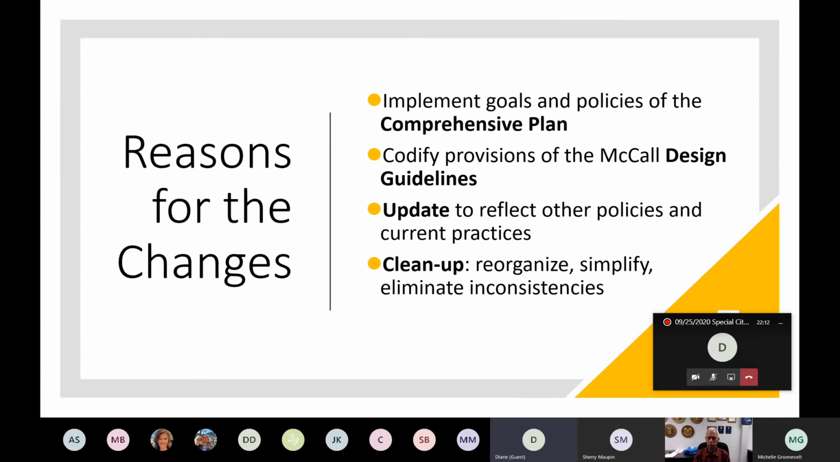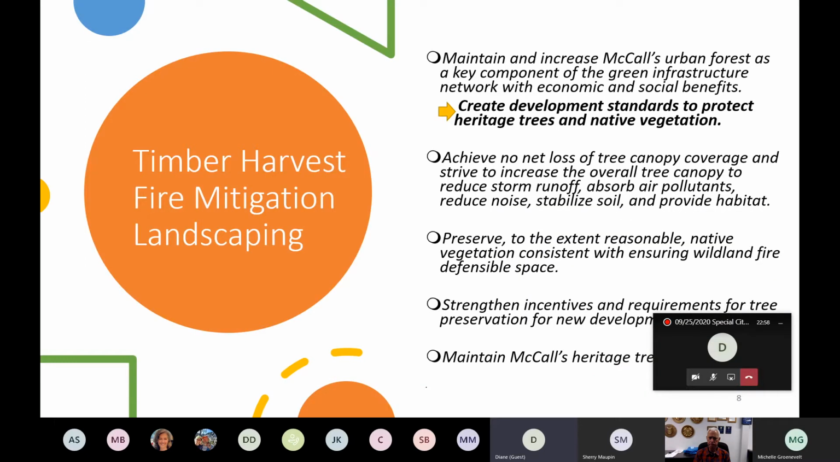So the reasons for these changes to the development standards that we're going to talk about today are, as always, to implement the goals and policies of the comprehensive plan. And again, there are some provisions that were in the McCall guidelines that we would like to put into the zoning code. And there are some current policies and practices that interface with other parts of the city's responsibilities, and so we want to update those. And then finally, as always, we're trying to clean up the zoning code, making it more user-friendly by reorganizing and simplifying provisions, and in some cases resolving some inconsistencies. So that's the general purpose for what we're doing.